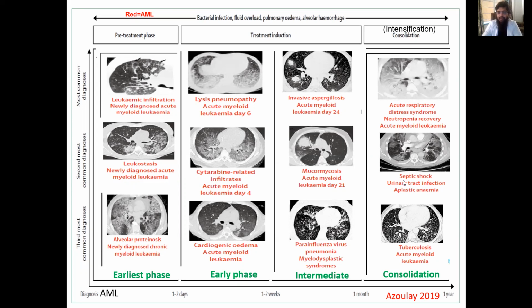In the late phase, we generally get a call for such patients for septic shock and ARDS, or a TB, tuberculosis flare-up in such patients, because of the chemotherapy, the neutropenia, and the secondary infectious complications. Or it could be neutropenia recovery leading to an entity similar to PERS, and the patient presents with ARDS.